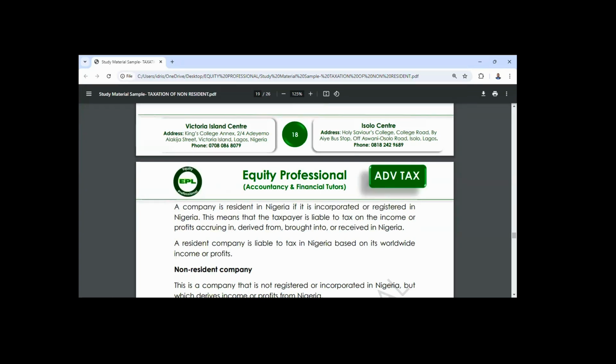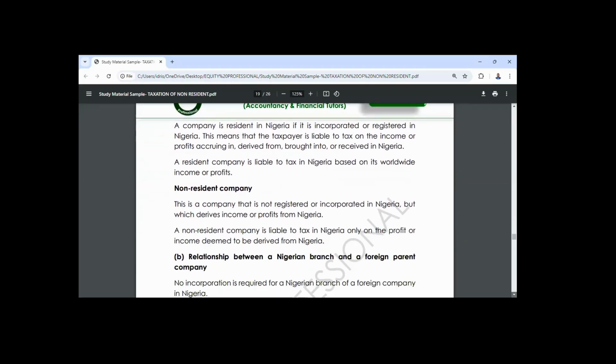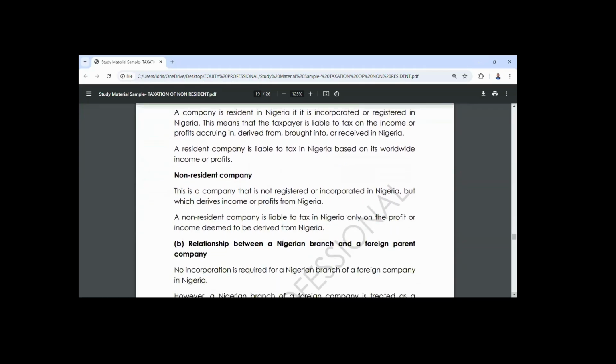But they also derive what? Income in Nigeria. Any company that is not registered or incorporated in Nigeria but derives income in Nigeria, that company is a non-resident company. But a company that is registered under the Companies and Allied Matters Act in Nigeria is a Nigerian company, which is a resident company.